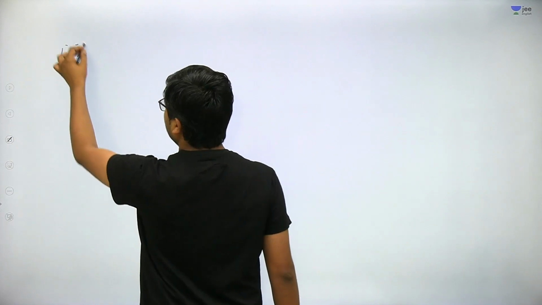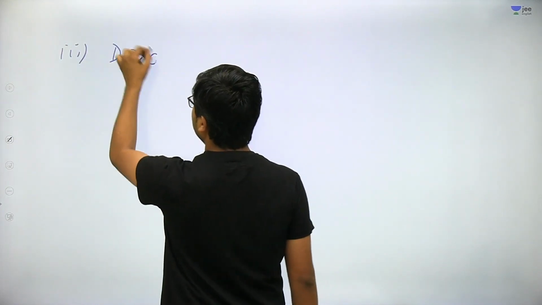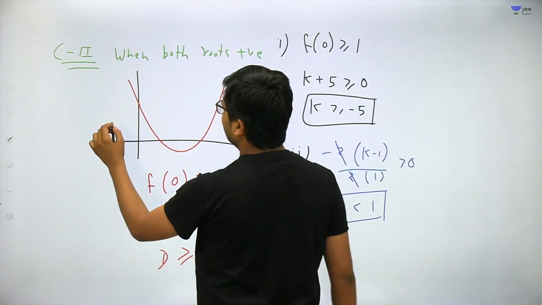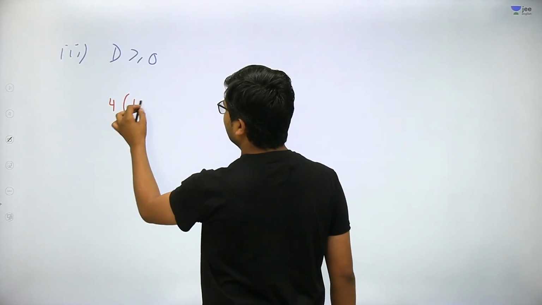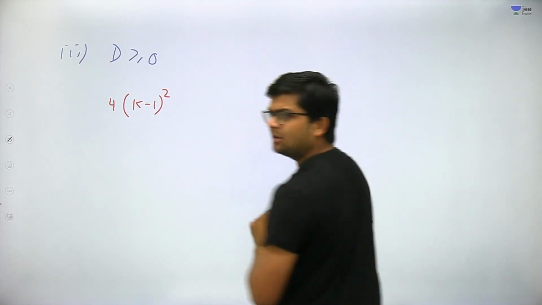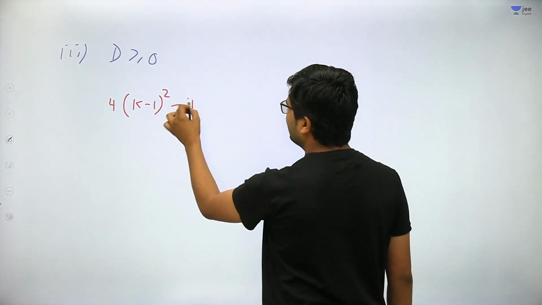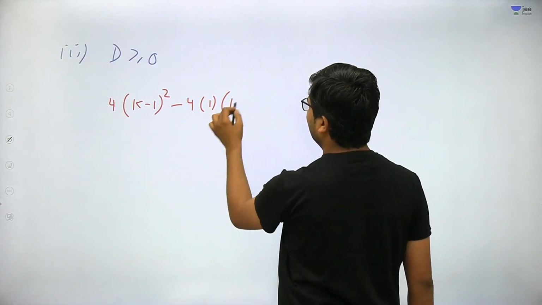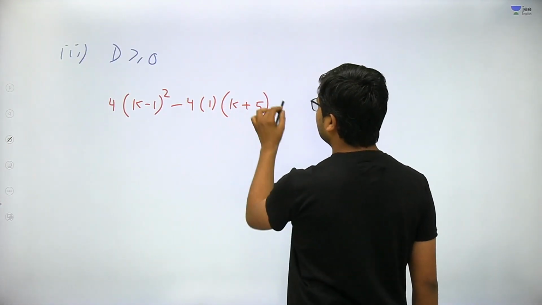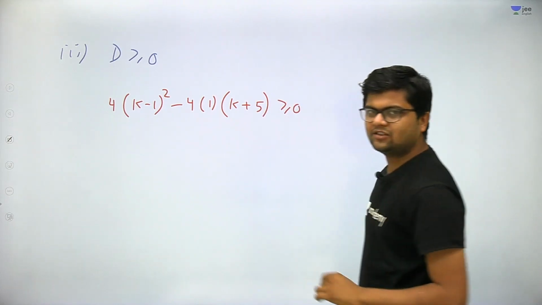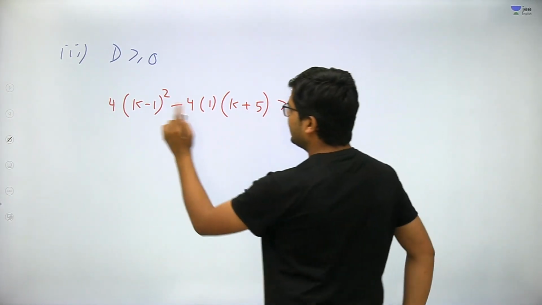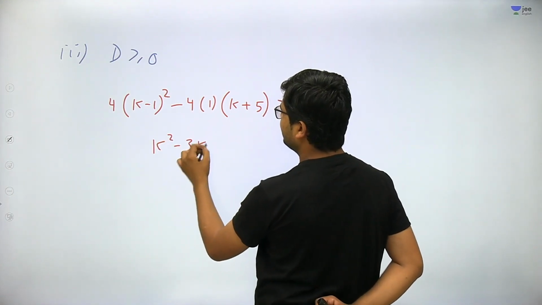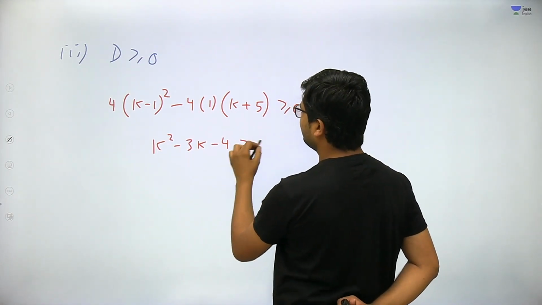Third inequality, third condition that we need to solve is d greater than or equal to 0. Now d is b square. B square will come out to be 4 times of k minus 1 whole square. Getting my point? Wonderful. Minus 4, a is 1 and c will come out to be k plus 5. This needs to be greater than or equal to 0. Yes or no? Now 4 cancel out each other. K square minus 2k minus k, so it will be k square minus 3k plus 1 minus 5 minus 4 greater than or equal to 0.